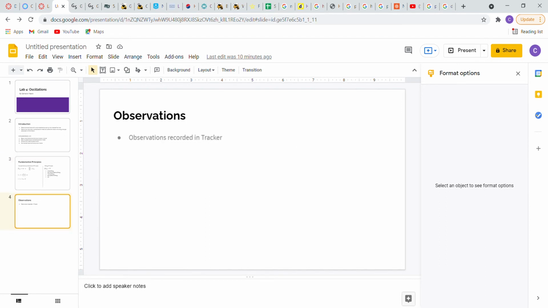Now I'll go into my observations, which I recorded and analyzed in Tracker. Here I've set my coordinate axes to be right, the origin to be right at the attachment point of the spring, and I've calibrated my data based on this calibration stick of 0.7 meters, based on the distance between the attachment point and the center of mass of the weight when it is sitting motionless. Here you can see how the weight oscillates back and forth when it is released from rest.